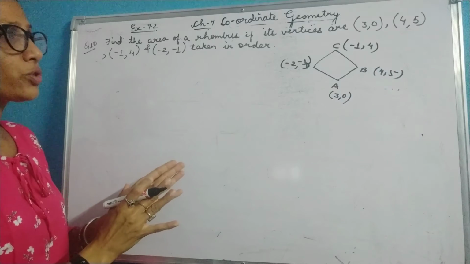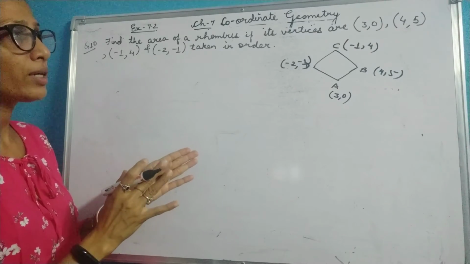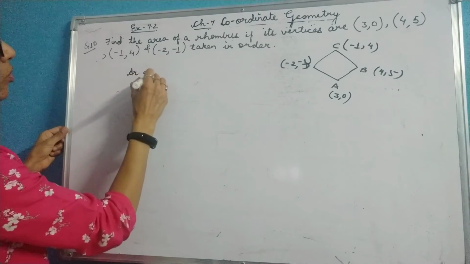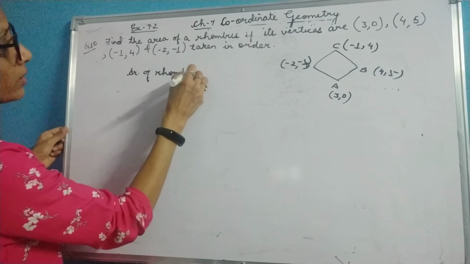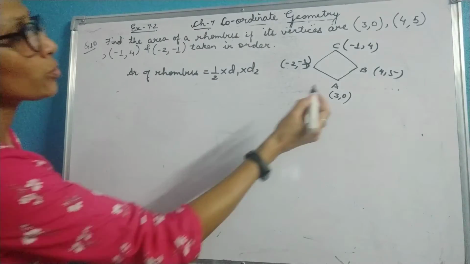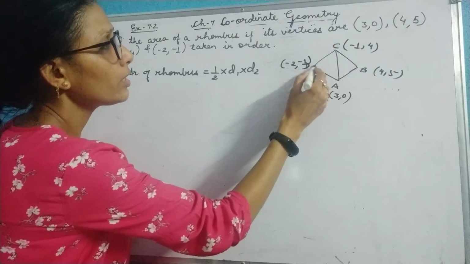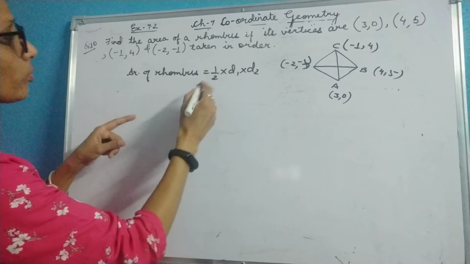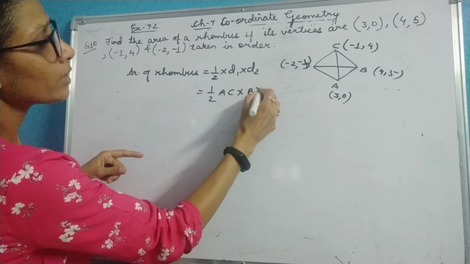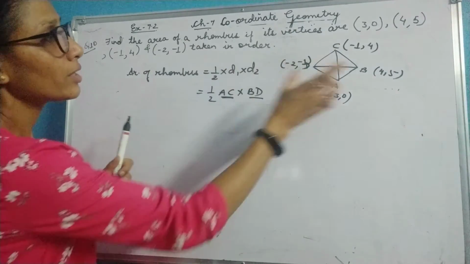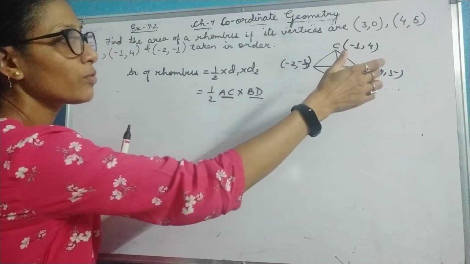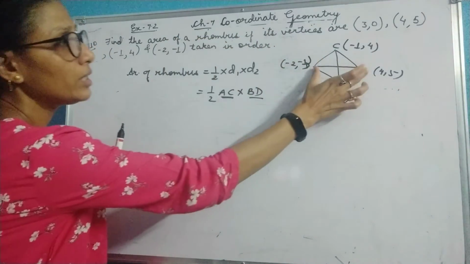In this particular question, either we can go by the section formula or we can directly do this question. How? Because we know area of a rhombus is equal to half into diagonal 1 into diagonal 2. So what we can do? Join AC and join BD. Now here your diagonal 1 is AC and diagonal 2 is BD. These are actually distances, so we can calculate AC by the distance formula and BD by the distance formula.